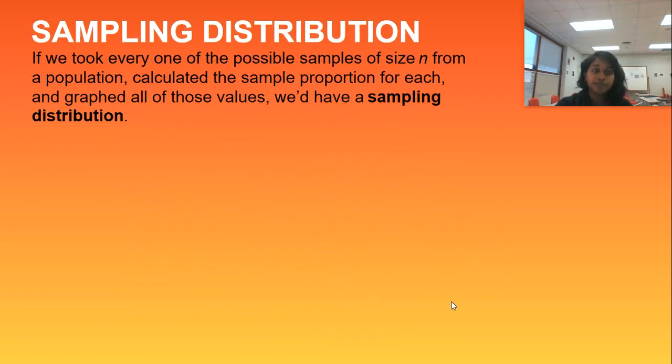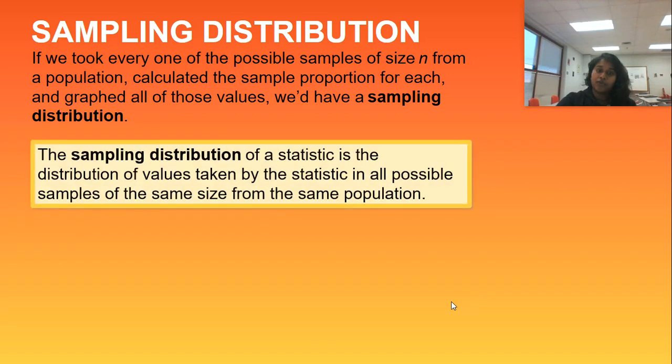If we took every one of the possible samples of size n from a population, calculated each and every one of their sample proportions, and graphed all those values, we have what's called a sampling distribution. We get to create one for ourselves in just a moment. A sampling distribution is not a single sample's information. You're talking about something about a population, so you're going to take all of your different samples.